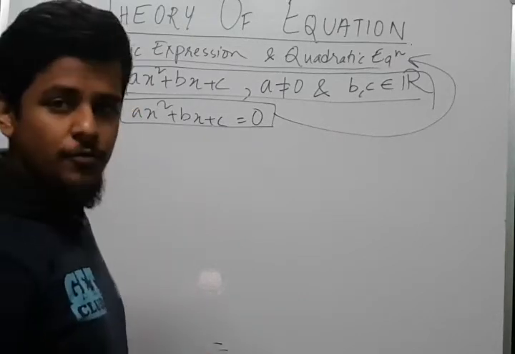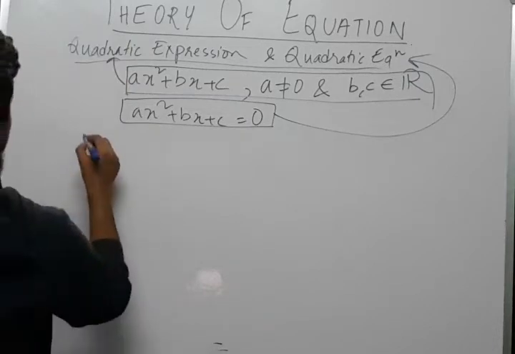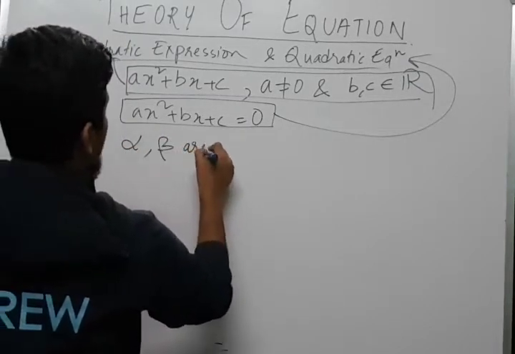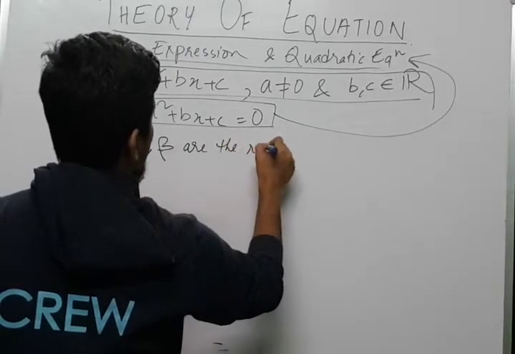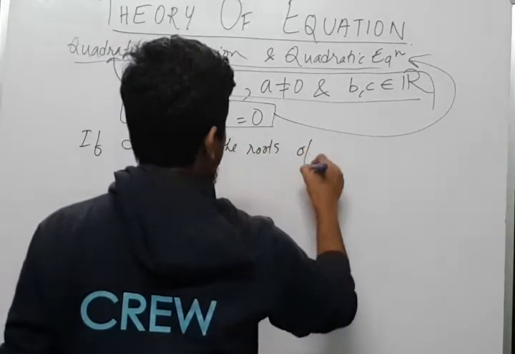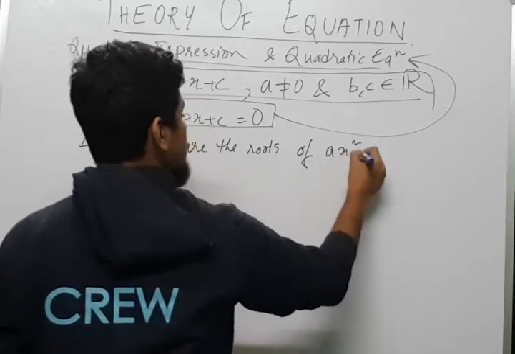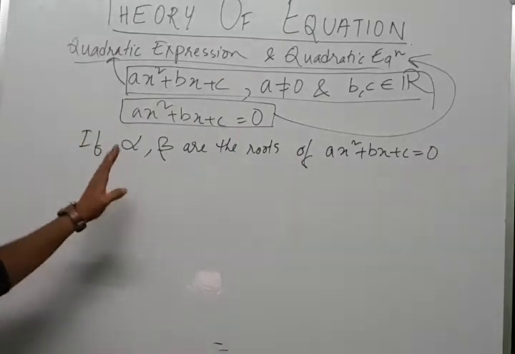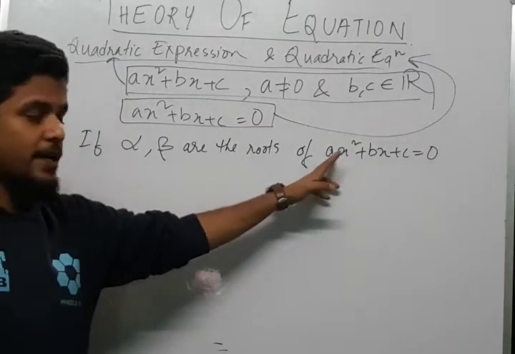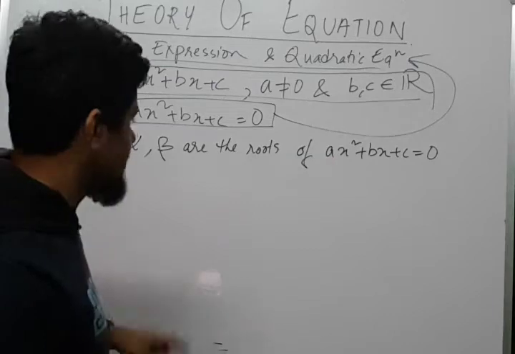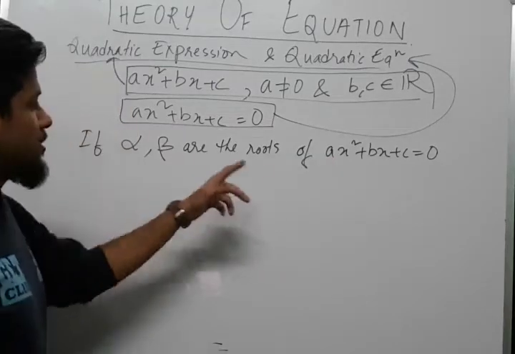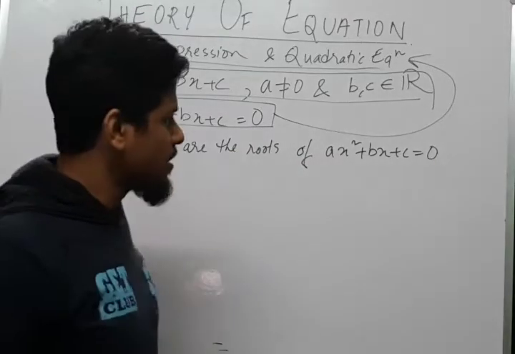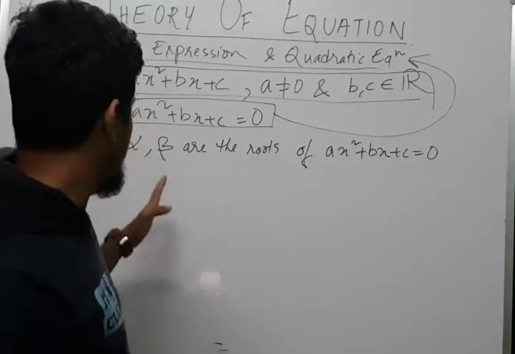The next thing that we need to know is that suppose alpha and beta are the roots of ax square plus bx plus c equal to 0. Basically that means that if we put alpha and beta in place of x, then we get 0. So this is what is meant by alpha and beta.